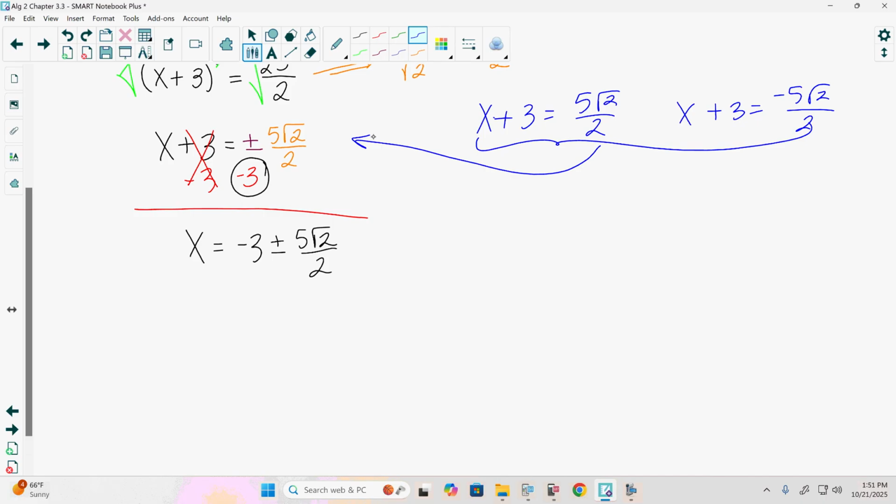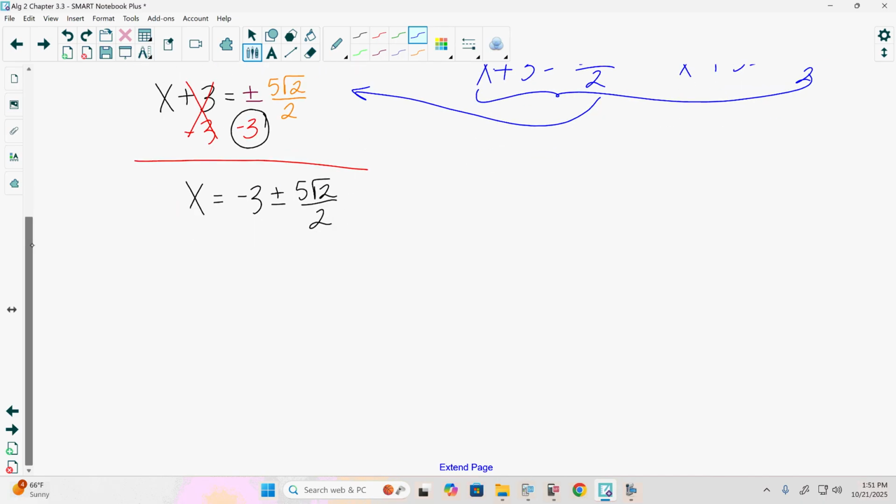But when we do this and we add or subtract, we have to put that number in front of it to know that we have negative 3 plus 5 square roots of 2 over 2 and negative 3 minus 5 square roots of 2 over 2. Questions on this here? Questions on anything we've done so far?